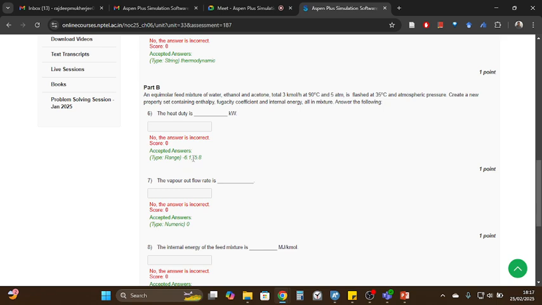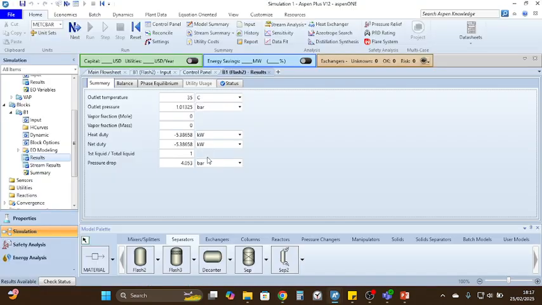Yes, sir, 5.38. The heat duty range is given as minus 6.1 to minus 5.8, and you are getting the heat duty within that range. Yes, but by choosing the RefProp property method, we are getting minus 5.38. In the RefProp property method assistant, these three components, water, ethanol, and acetone, are already mentioned. So why can't we use this method as well?